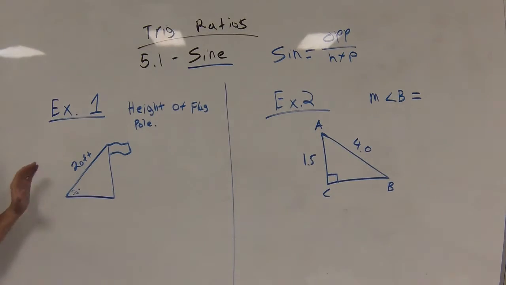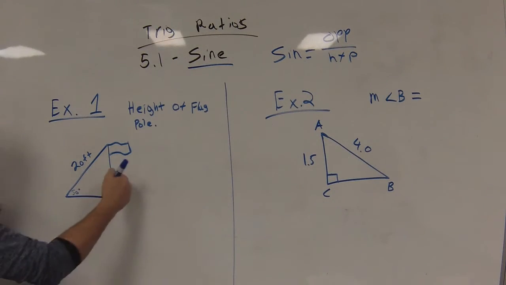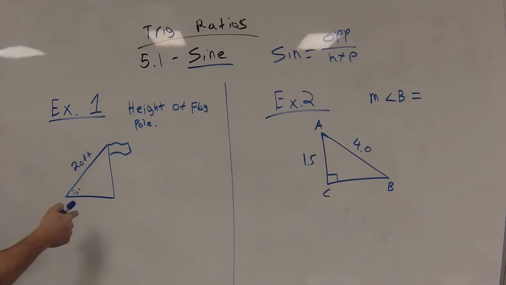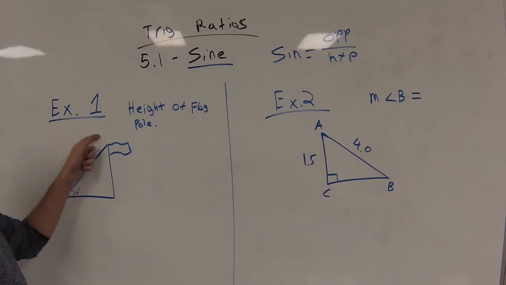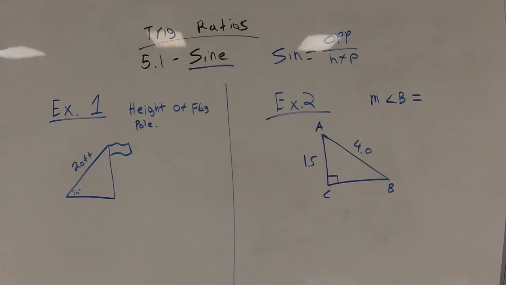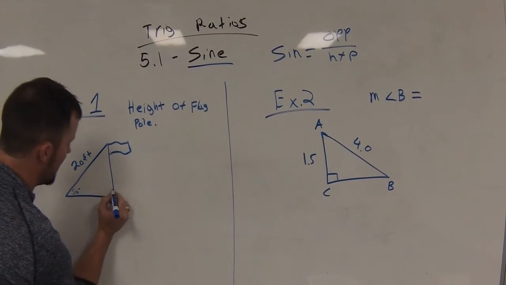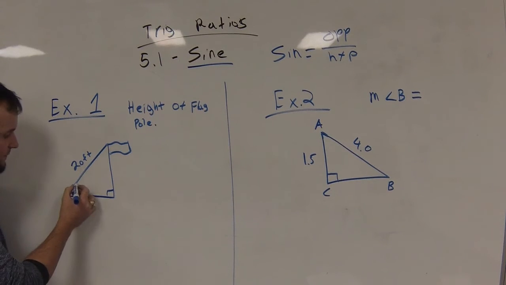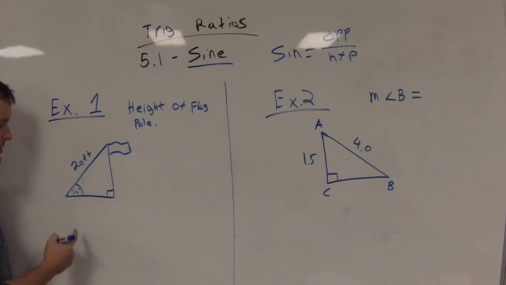In example number 1, we are given a situation where we have a flagpole. We are going to use the sine ratio to help us find the height of the flagpole. Right now we notice this is a 90-degree angle, and we're never going to use the 90-degree angle with any of the ratios. We're always going to use either this angle or whichever one's given. Right now, the 50-degree angle is the one that is given to us, so we're going to be looking at everything from this angle.